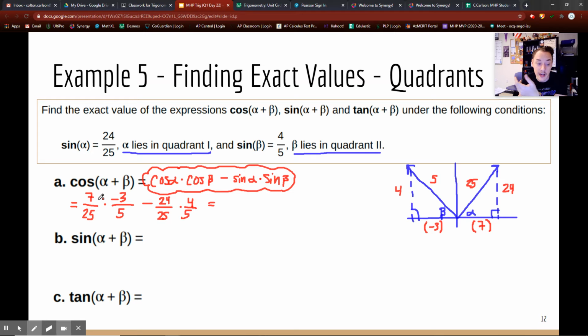Now I can start simplifying. 7 times -3 is -21. 5 times 5 is 25. Okay, and this is going to be minus 4 times 24 is what, 96, I think. I'm not good with multiplication. I don't want to make any mistakes here. I know you're like, really, Carlson, really? Yeah. Okay, I was right. All right. I'm just double checking. I don't want to make any mistakes.